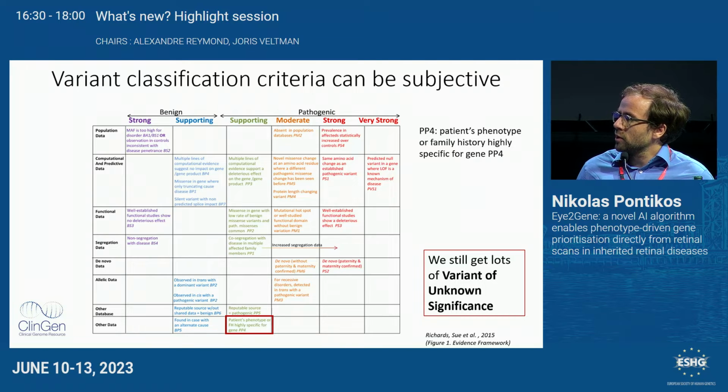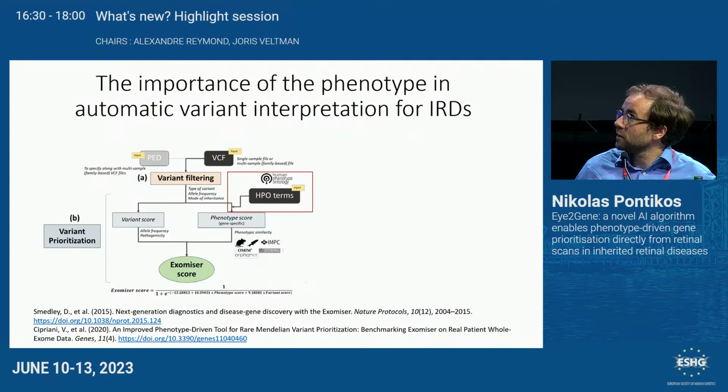significance. So it's really important to be able to get better tools to give us a more precise answer for the interpretation of these criteria. So I'm going to focus on the PP4 one, which is the phenotype similarity.